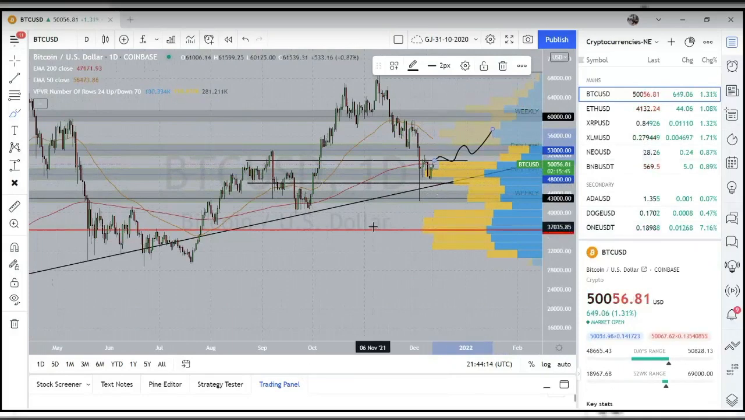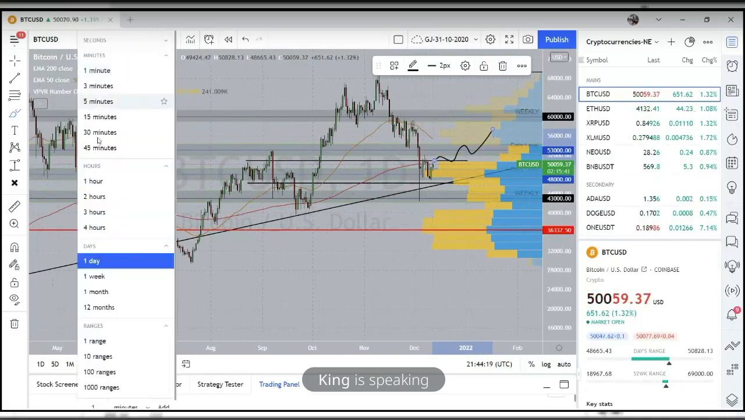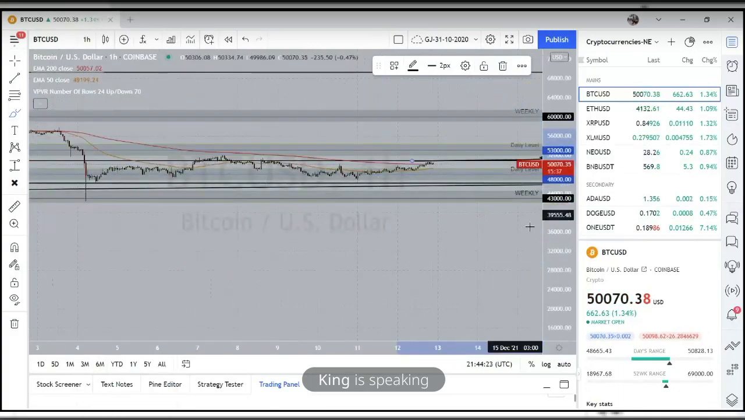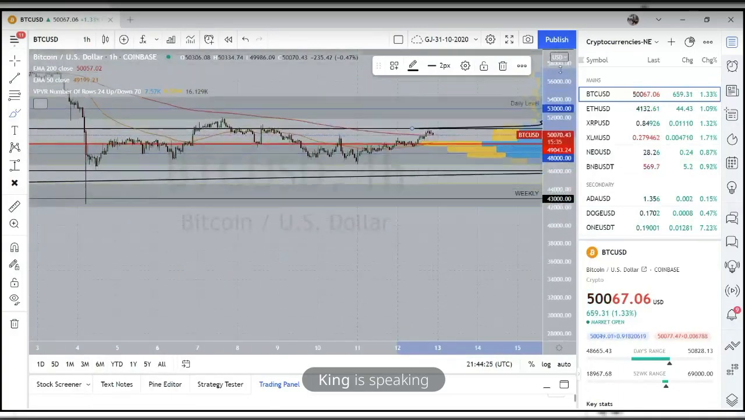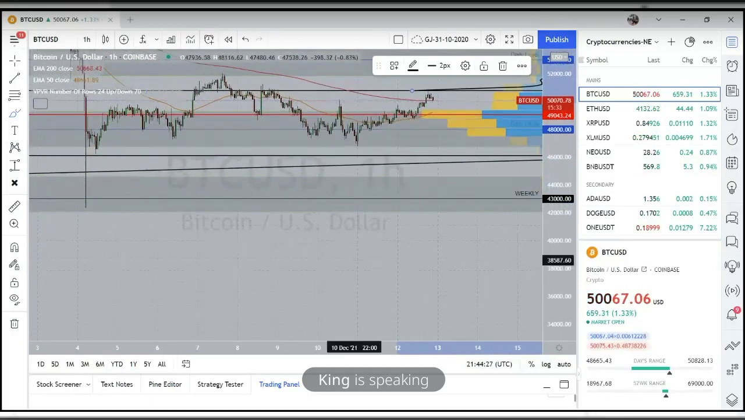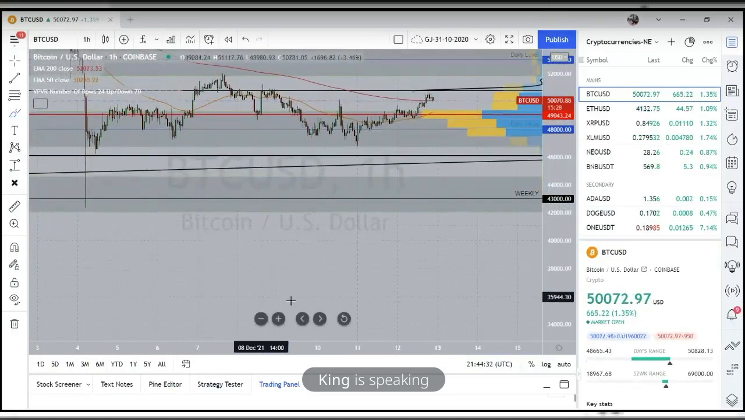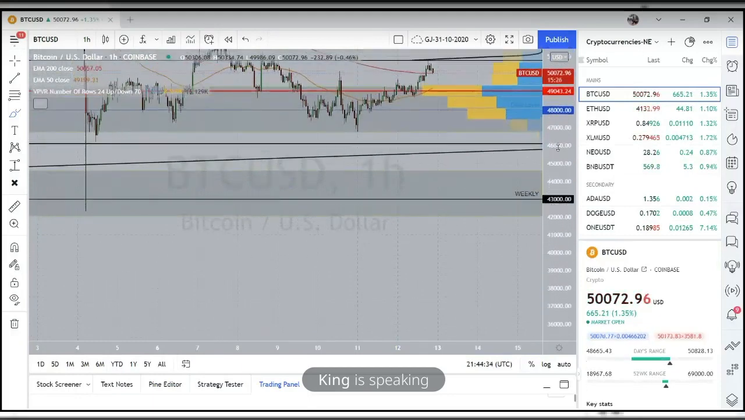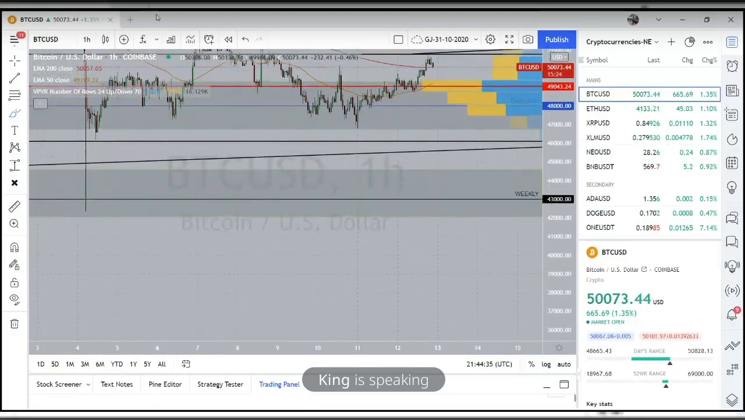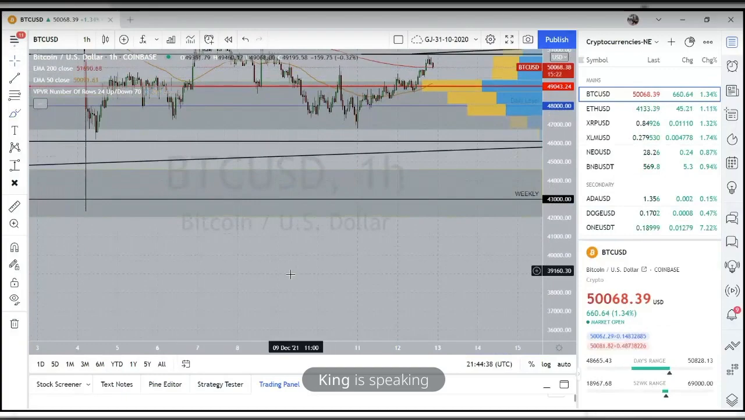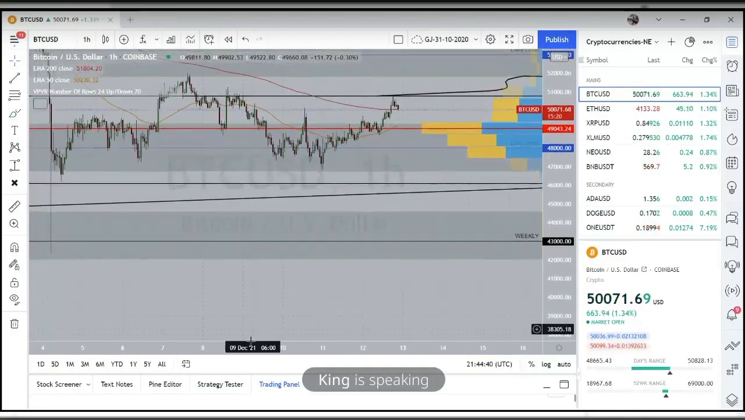So that's Bitcoin 4 hourly. Let's go into the 1 hourly because I'm currently in a trade. So I'm in from 48.5. We've got price on the 1 hourly. We can see there is the possibility of a golden cross. It's kind of what I am playing.